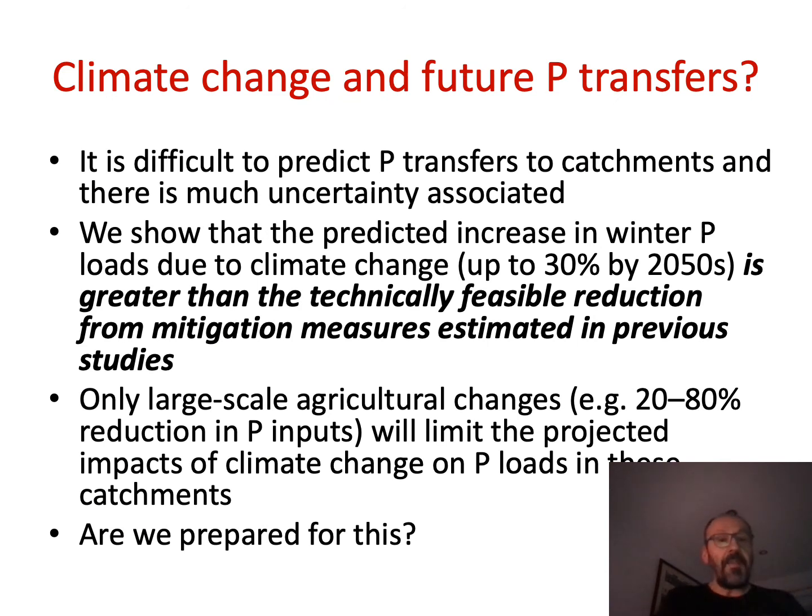But the outcome was that we show a predicted increase in winter phosphorus loads due to climate change, which were going to increase by up to 30% in the 2050s. Wow, and that is technically greater than the feasible reduction from the mitigation measures estimated in previous studies. Only large-scale agricultural changes, a reduction in phosphorus inputs of between 20 to 80%, would actually result in a reduction in these loads. And we'll have to ask the question, are we prepared for this?